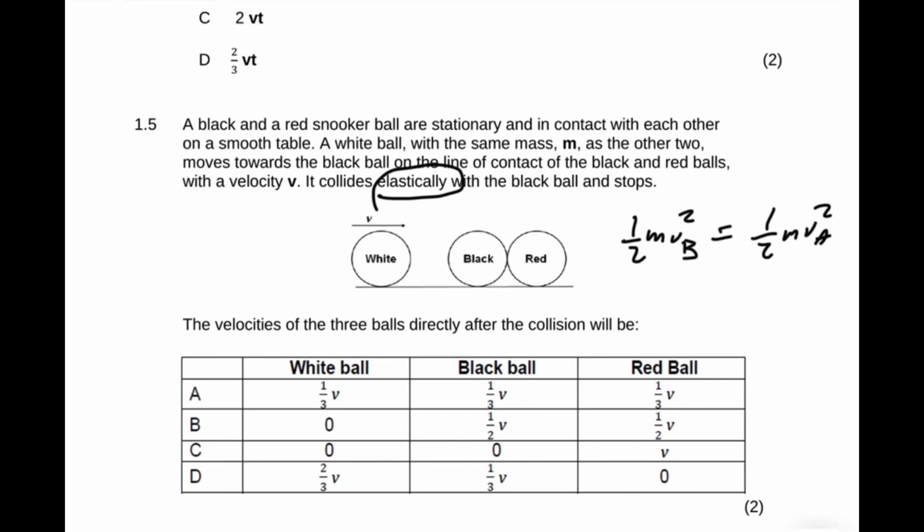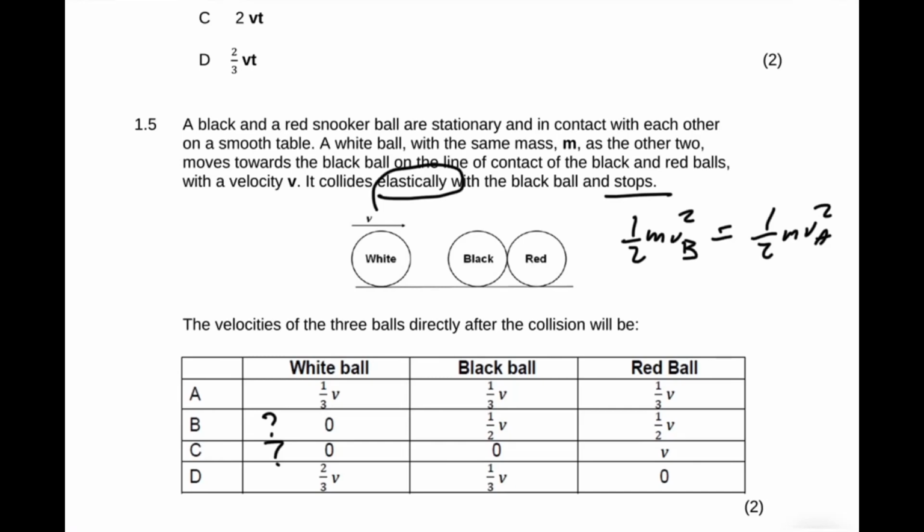So we are told that after the white ball strikes the black ball, it comes to a stop. Okay, let's just underline that. And then the question is asking for the velocity of the three balls directly after the collision. The white ball comes to a stop, so we're supposed to have a velocity of 0 for the white ball, right? That's not negotiable. So now the only options that can be true are B and C. A and D are ruled out because the white ball didn't stop for A and D, right?